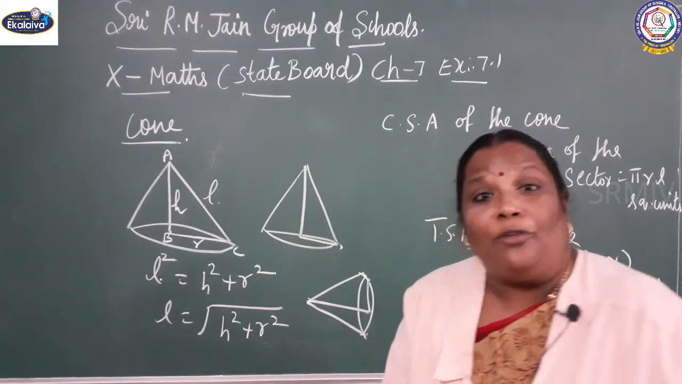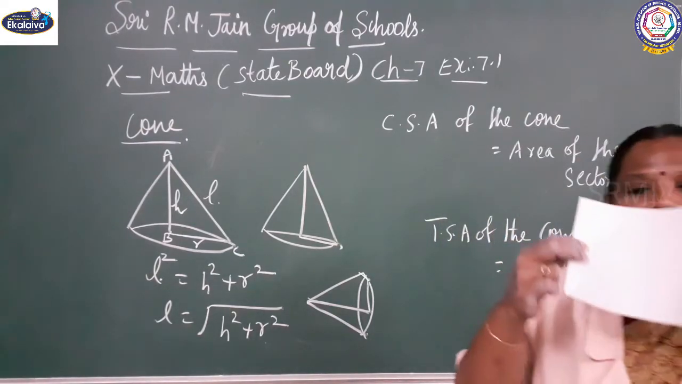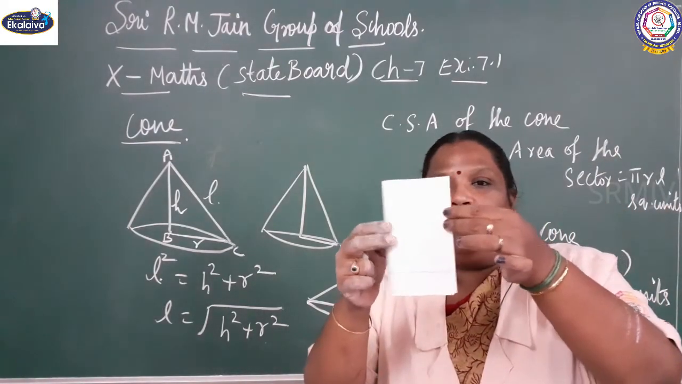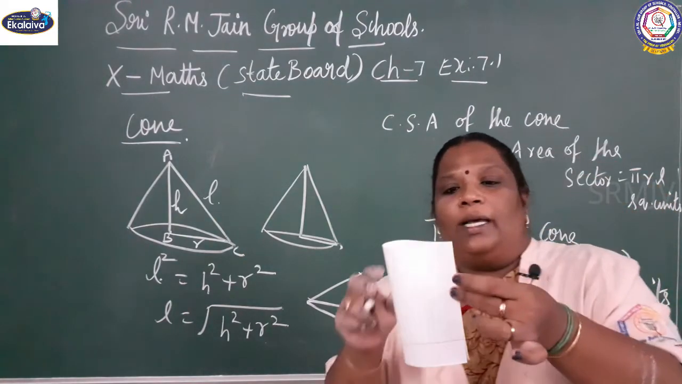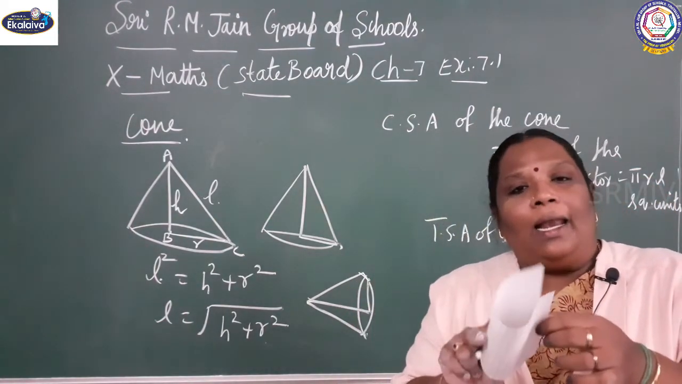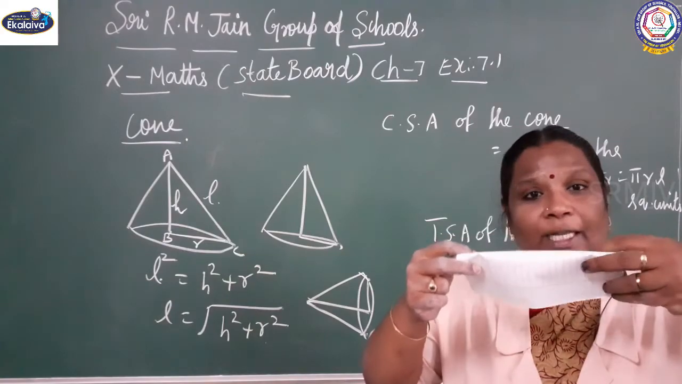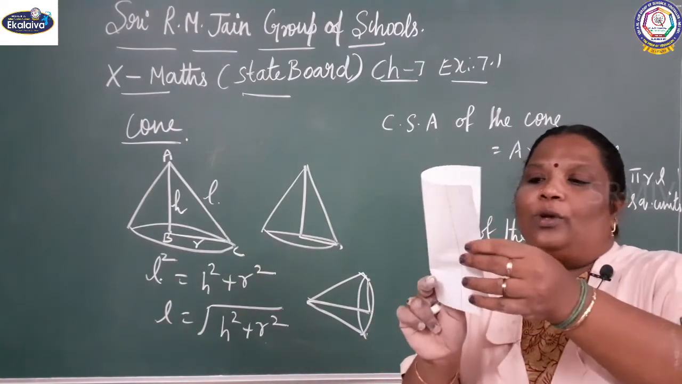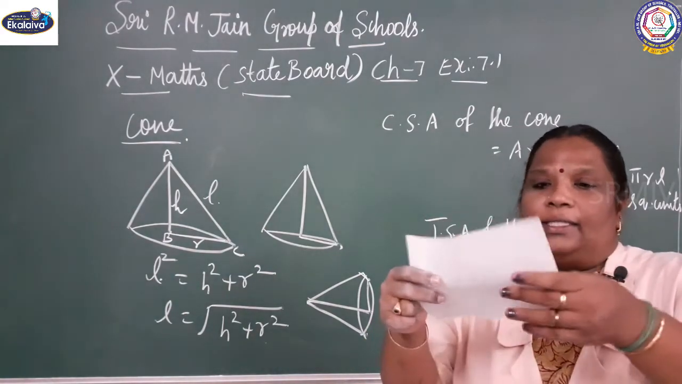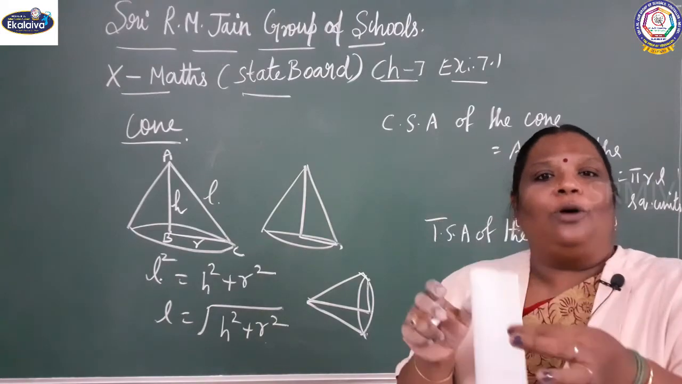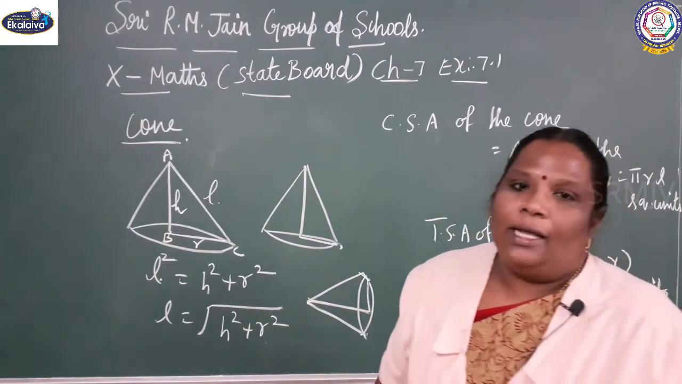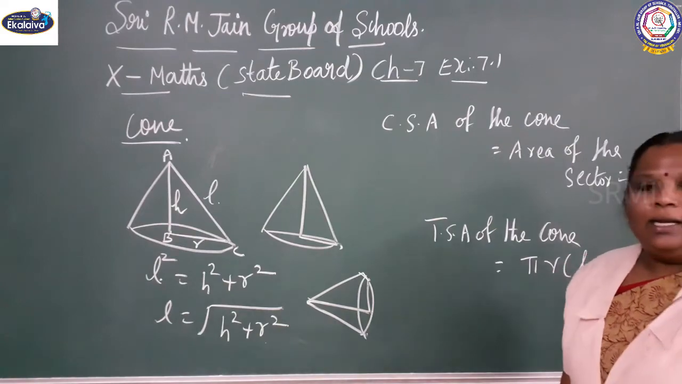The same way, if you take a rectangular sheet and fold it in such a way, you can get a cylindrical shape. You can join lengthwise or breadthwise, and you get a cylindrical shape either way. Is it clear, children?